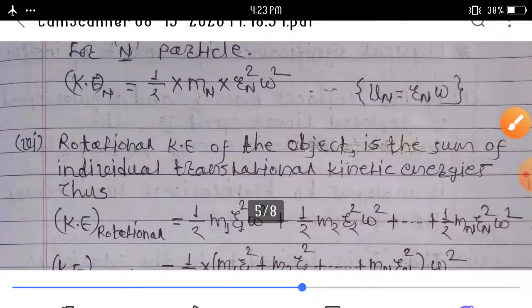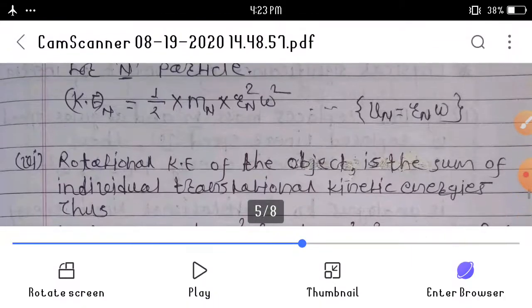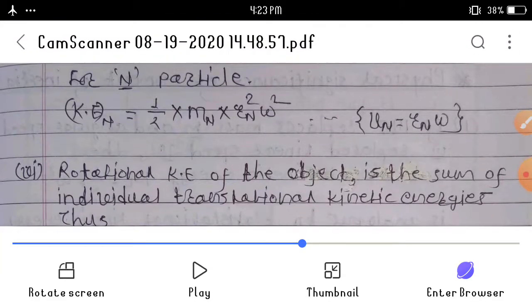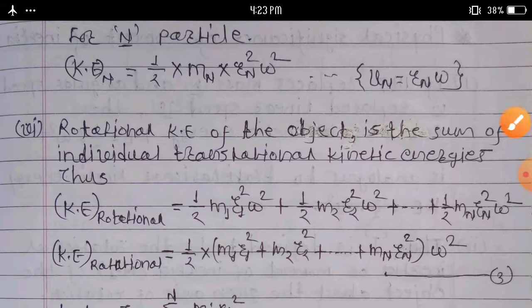For the nth particle, kinetic energy becomes 1/2 m_n r_n squared omega squared. Here v_n is equal to r_n omega. Then the rotational kinetic energy of the object is the sum of the individual translational kinetic energies.